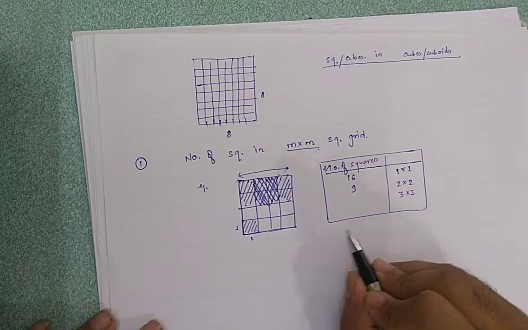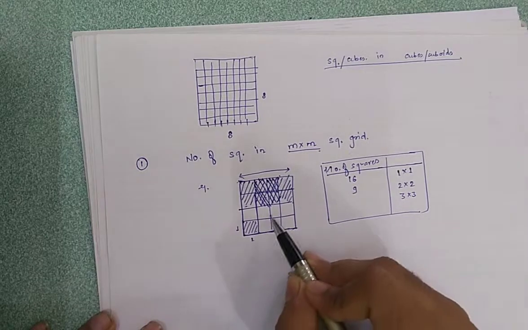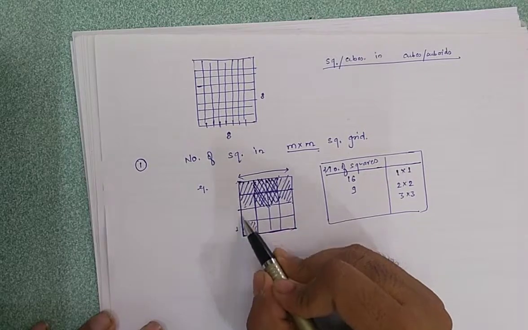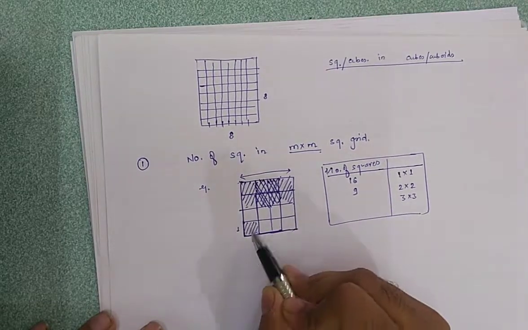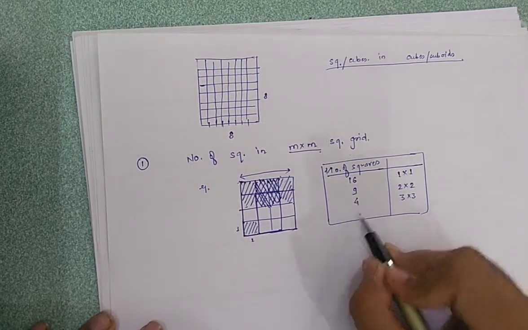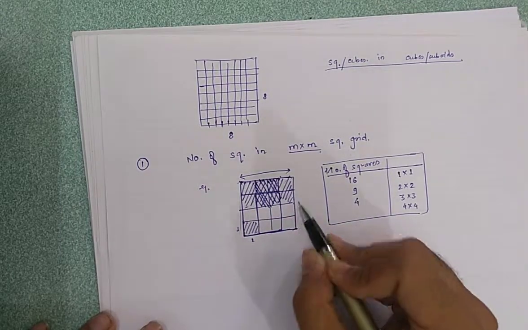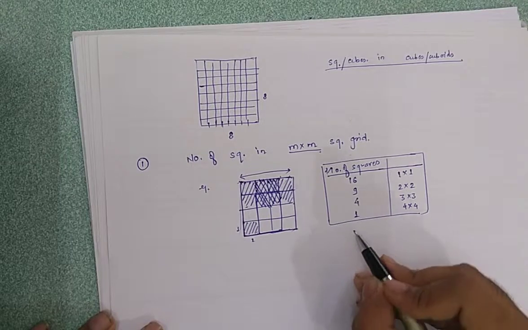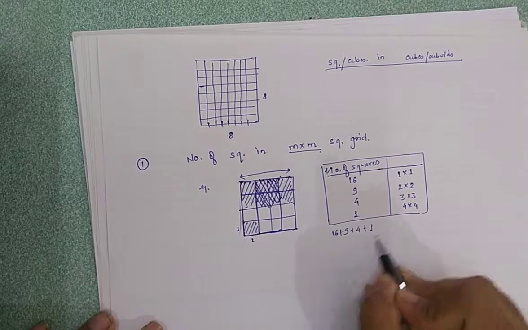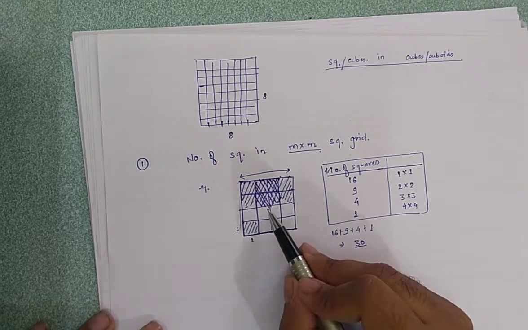Similarly, 3 into 3 squares. One such square is this. After that, shifting to the nearest possible square, the second square will be this. So there are 2 such squares in a row and 2 in a column, so a total of 4 squares. Now squares of 4 into 4 type: only one square is possible. So the total number of squares will be 16 plus 9 plus 4 plus 1, which comes out to be 30. So the total number of squares possible is 30.